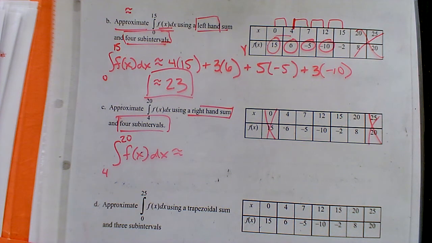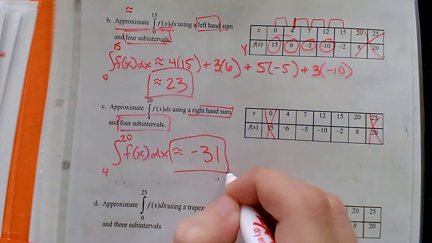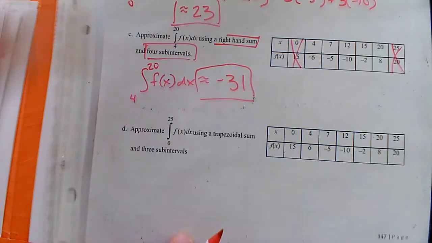What'd you guys get? Good, Braden? Negative 31. Negative 31. Sound good? Do we need to go over that one? Speak now, forever hold your peace. We do. All right. Let's try the next one.